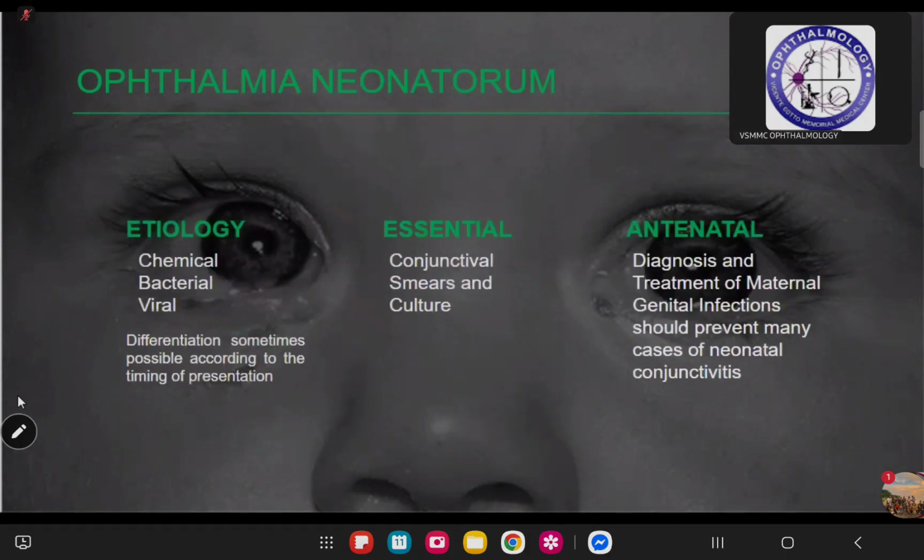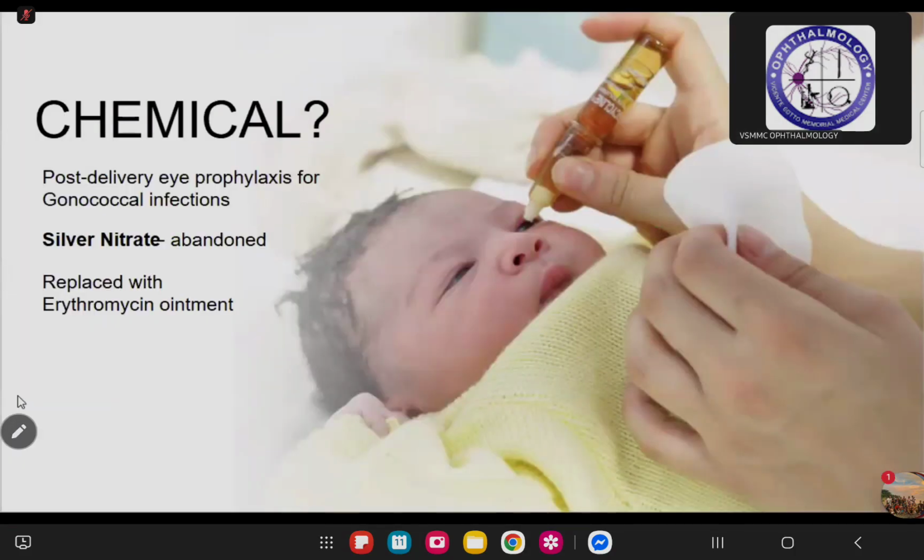Etiology could be chemical, bacterial, or viral, depending on the etiologic agent. Differentiation is sometimes possible according to the timing of presentation and how it presents. Diagnosis can be made through conjunctival smears and culture. Antenatal diagnosis and treatment of maternal genital infections should prevent many cases of this neonatal conjunctivitis. For chemical, post-delivery eye prophylaxis for gonococcal infections.